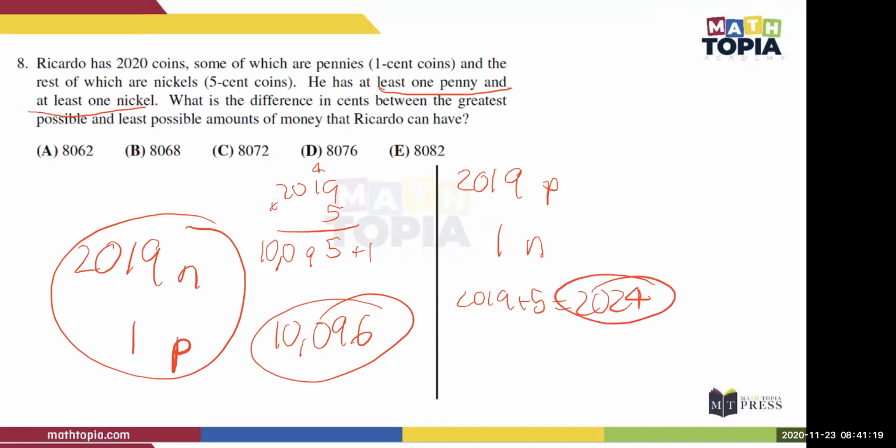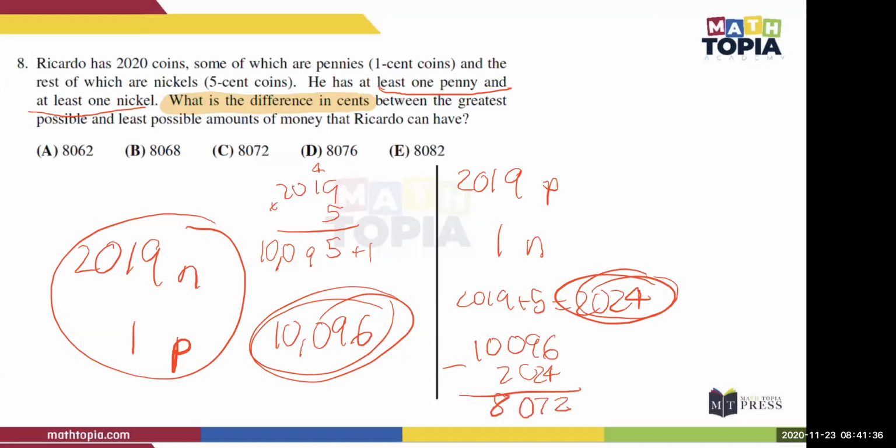So what are we looking for now? The difference in cents between the greatest and the least. So what we do is we subtract these. And we get 8,072. That is a great solution. Thank you. Nice.